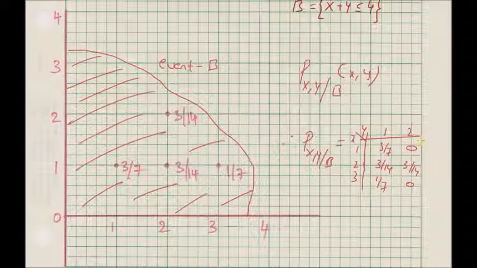So this is the joint conditional probability mass function, and this is how we can use the definition of event B and also the definition of the joint mass function to calculate the conditional joint probability mass function.